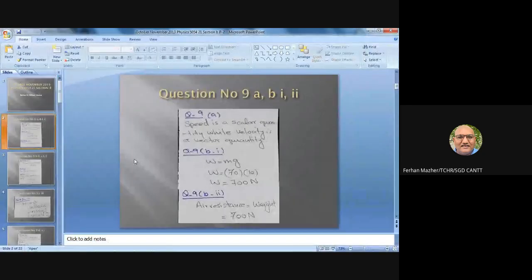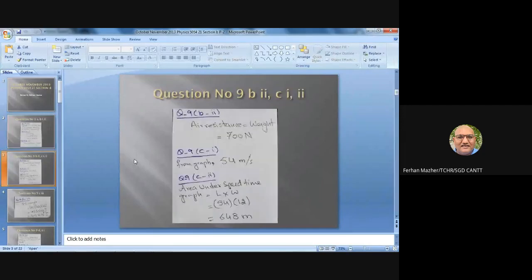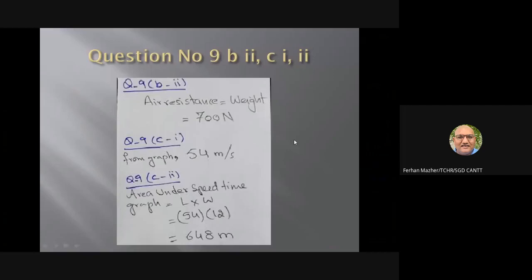I have done this on a paper. Let me show you. The area under the speed-time graph is a rectangle, length multiplied by width. The length is 54 on the y-axis, and on the x-axis 12. Just multiply them, 54 multiplied by 12. It will give you 648 meters.